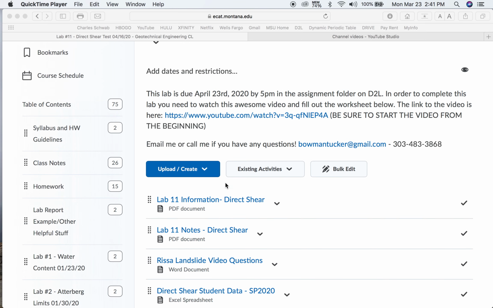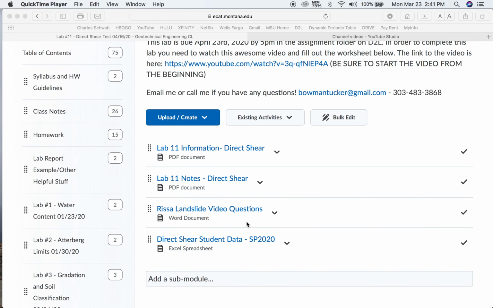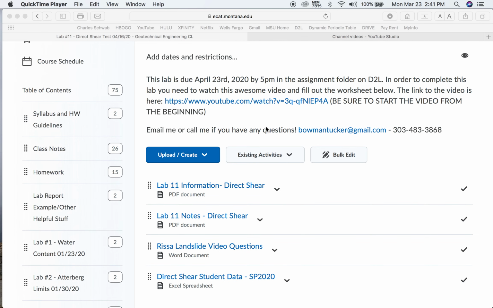As you can see, it's the direct shear lab. There's going to be two parts to this lab. It's going to be the lab, and then I want you guys to watch a pretty cool video and then answer the video questions and include that in your report. As always, if you guys have any questions, just email me or call me or text me.